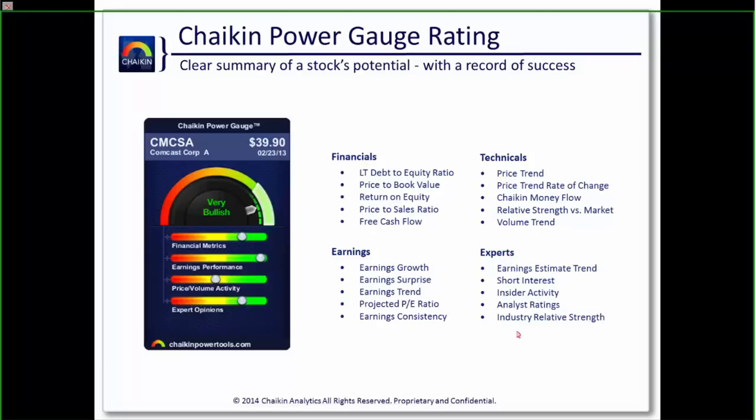So let's just zero in on two of them, the short sellers and the insiders. Now, short sellers are very smart. It's hard to make money on the short side, especially in a 5-year bull market where people just haven't been able to make money on the short side, but the shorts find a way to do it. They're typically the smartest people on Wall Street. So when there's a heavy and growing short interest in a stock, that will have a negative impact on the power gauge rating. Insider activity is really interesting.